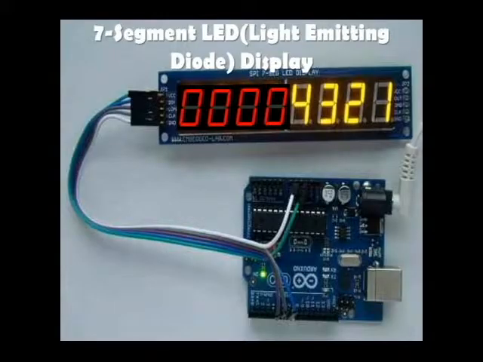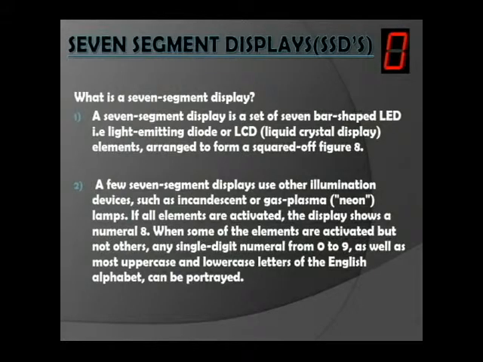The 7-segment LED display. The red timer is an LED-based 7-segment display which cycles through the common glyphs of the 10 decimal numerals and 6 hexadecimal letter digits. Now we start on the topic of 7-segment displays. We start with what a 7-segment display is.